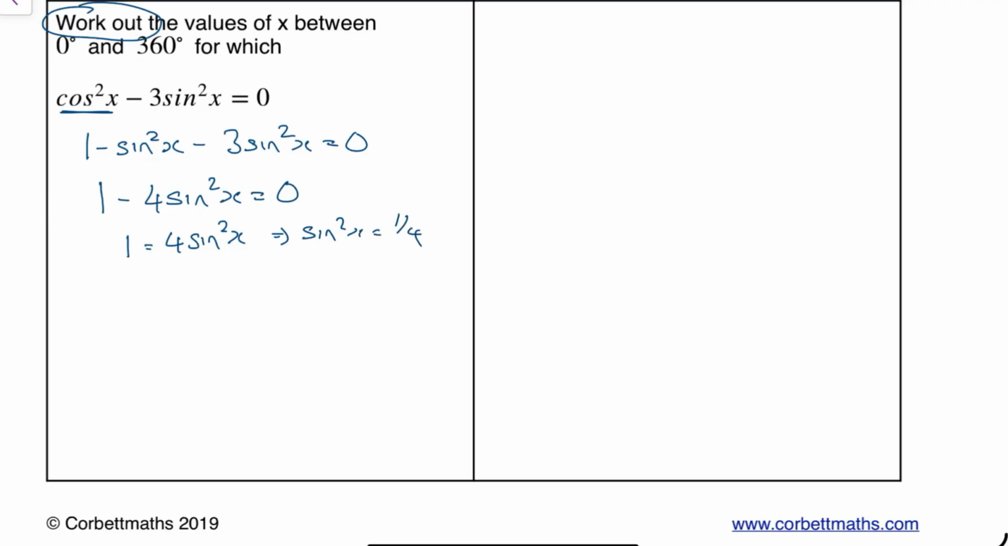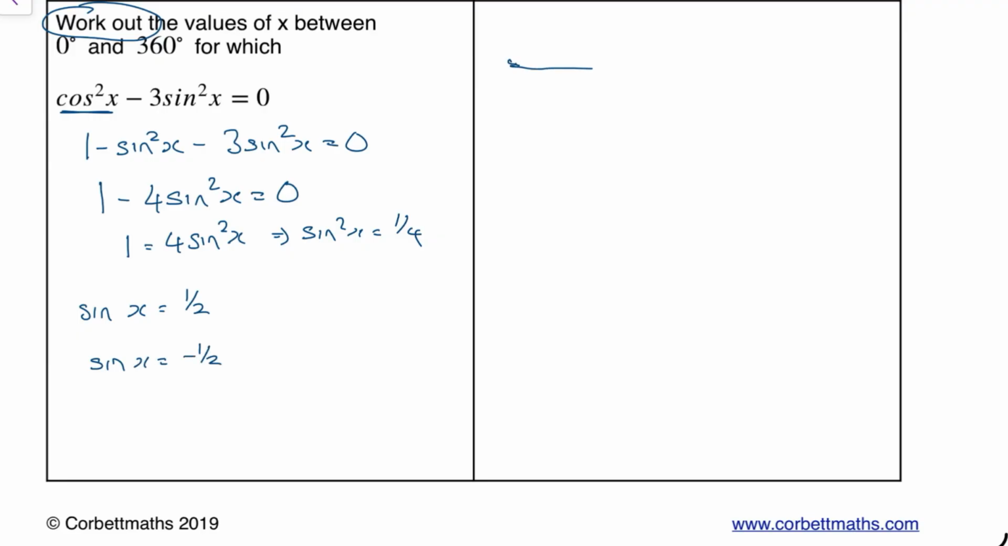or of course sine squared x is equal to a quarter. Now, key to this question, or the main error that people often make, is when you do the square root, you only do a half, but of course the square root is plus minus a half. So in other words, two solutions: sine x is equal to a half, or sine x is equal to minus a half.